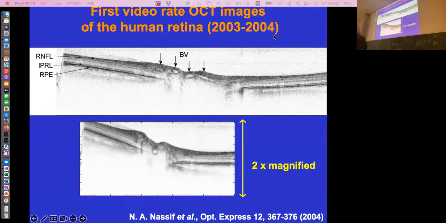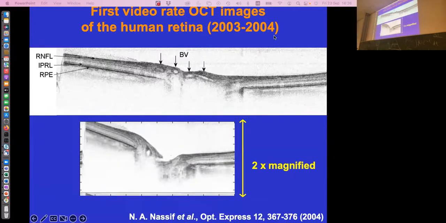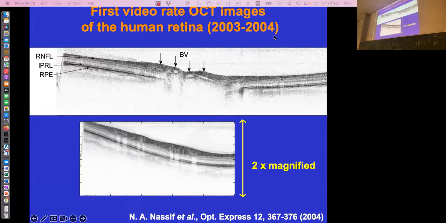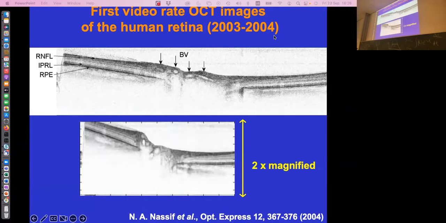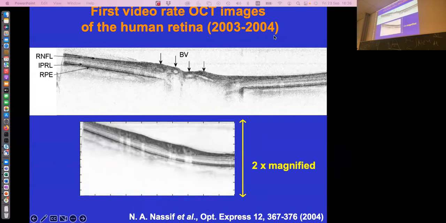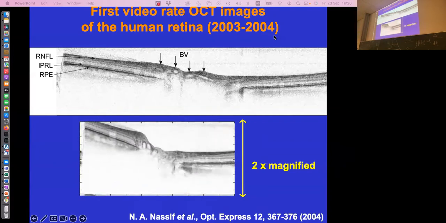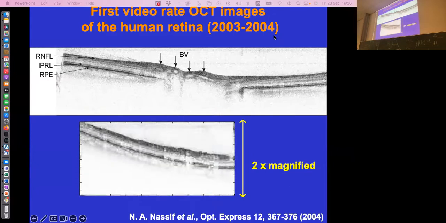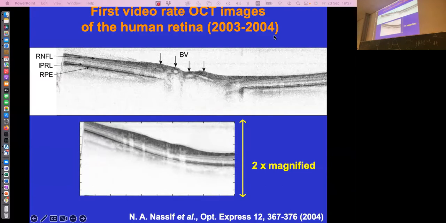Here you now see a video of the retina of a human at 30 frames per second. And what do we see? We see nicely the blood vessels, the structure of the retina. You see the shadows cast by blood vessels. Light is coming from the top down. The light, at 850 nanometers, is absorbed by blood, and so you get a deeper signal underneath the shadows that you see.